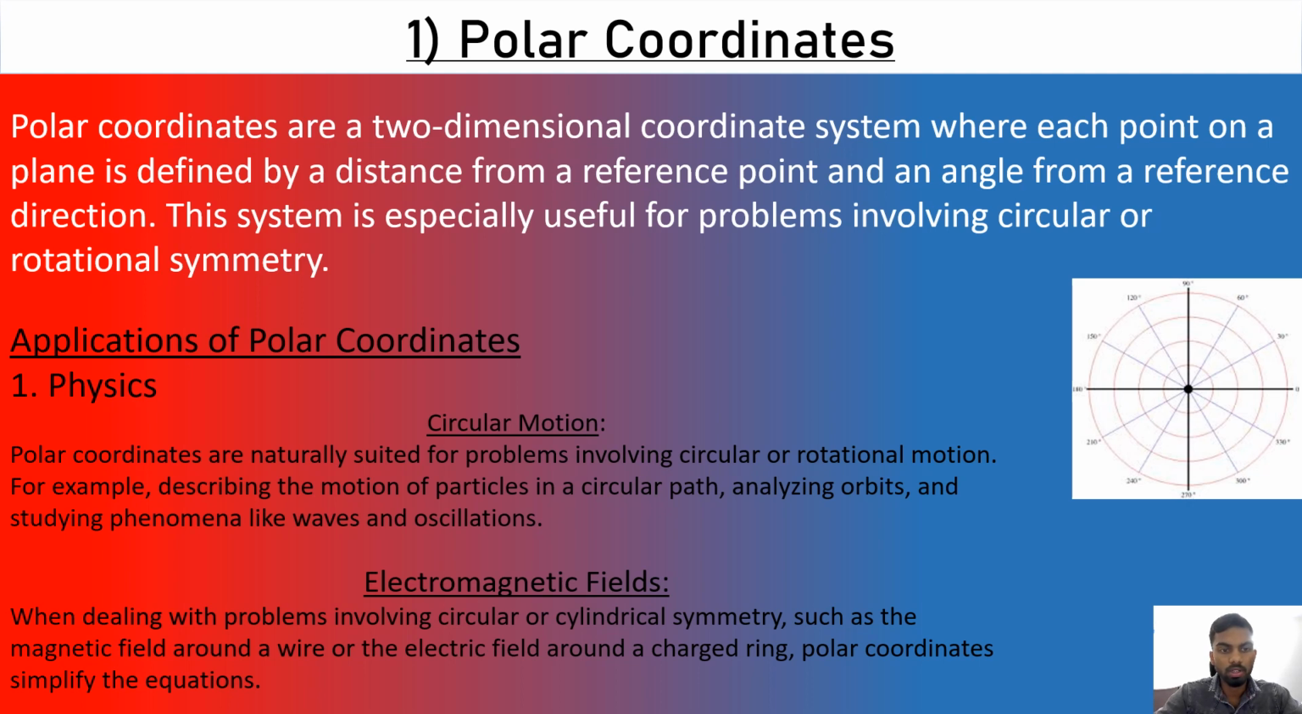Applications of polar coordinates. The first is physics. Circular motion. Polar coordinates are naturally suited for problems involving circular or rotational motion. For example, describing the motion of particles in a circular path, analyzing orbits, and studying phenomena like waves and oscillations. Electromagnetic fields. When dealing with problems involving circular or cylindrical symmetry, such as the magnetic field around a wire or the electric field around a charged ring, polar coordinates simplify the equations.